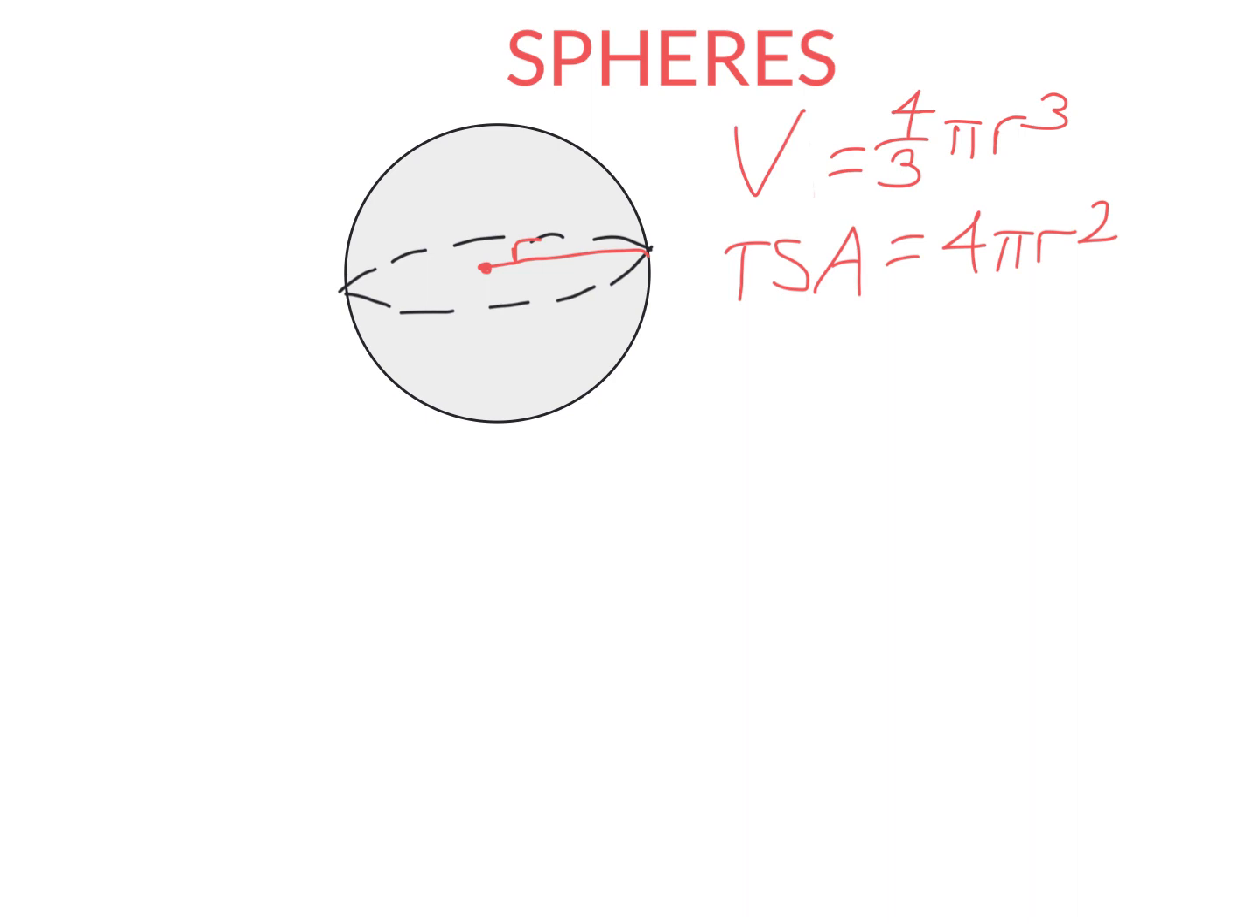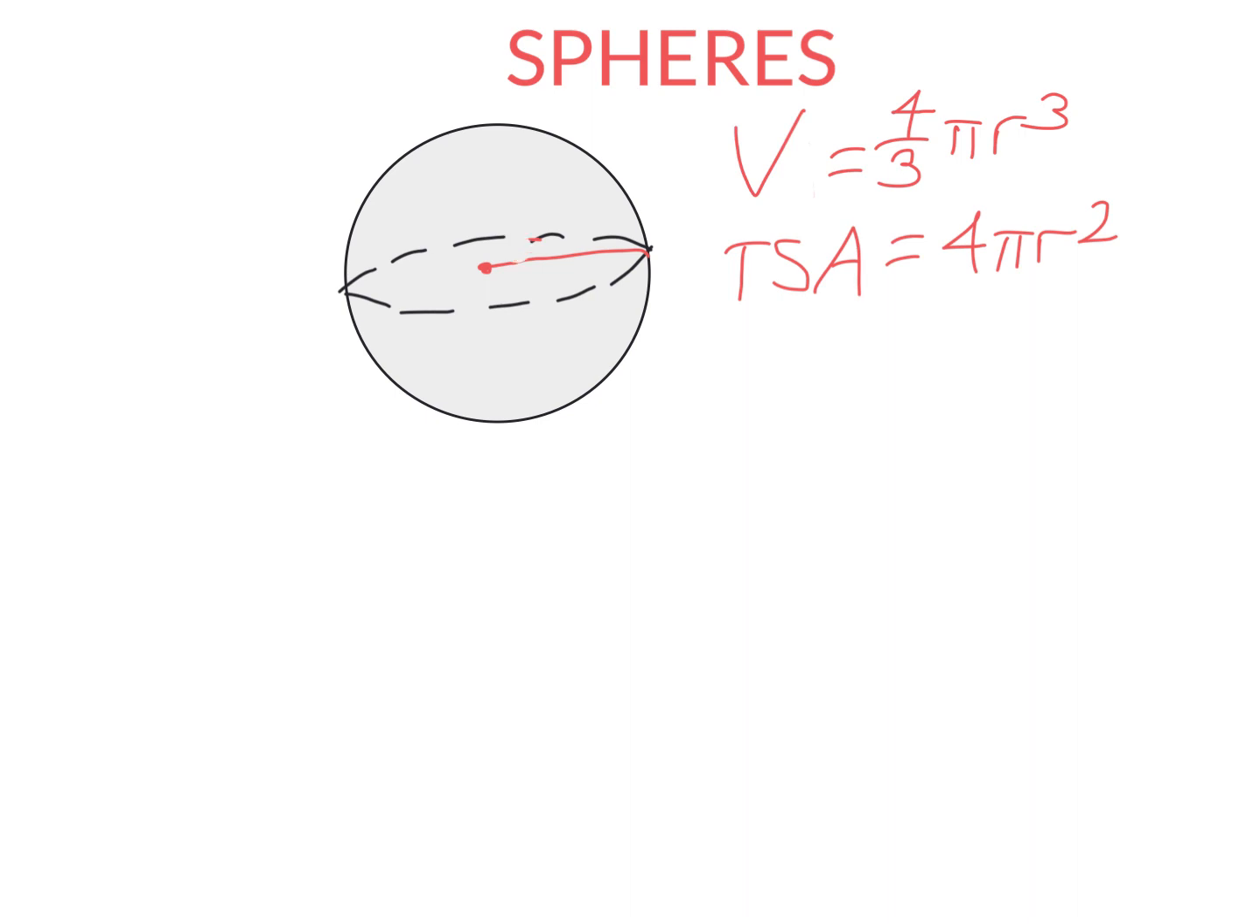So it turns out the volume of any sphere is 4 over 3 pi r cubed. Total surface area is 4 pi r squared. So these were actually found by Archimedes, who put a sphere inside a cylinder, and we'll investigate that more in class. But in this video, we'll just go through how to calculate them.